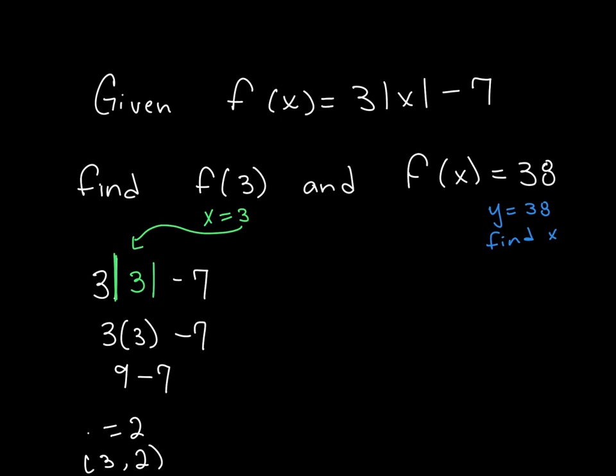Now for the other one, I take my entire function, 3 times the absolute value of x minus 7, and set it equal to 38. So for this, you are saying 3 times the absolute value of x minus 7 is equal to 38. And for this, we're just going to solve it. Whenever you're solving an absolute value equation, the idea is to first get the absolute value symbol all by itself. So we need to add 7 to both sides.